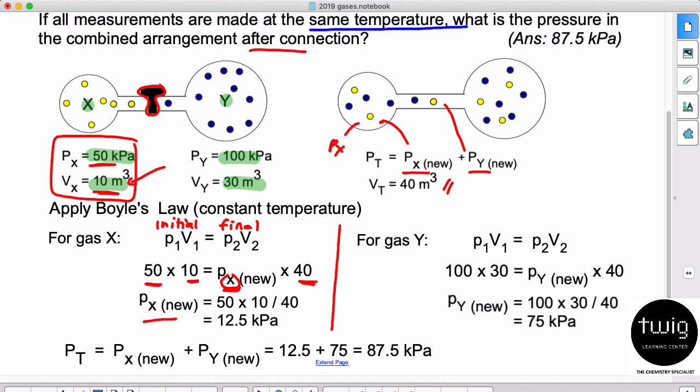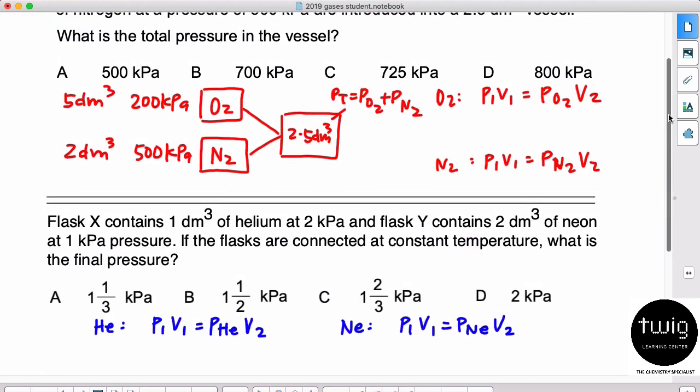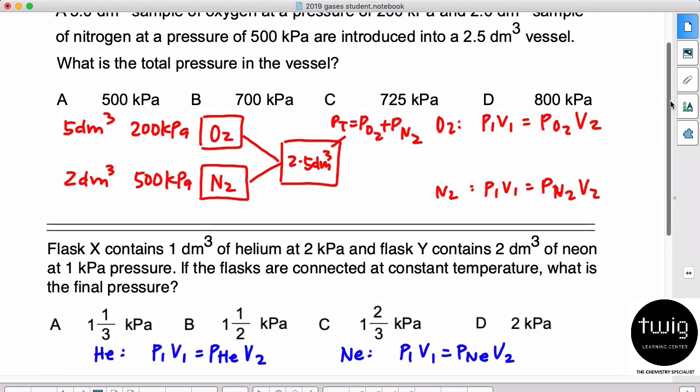So this part, the adding up, is actually applying Dalton's law. Okay, let's try the example. I hope you can do it, unless you can't do the first one, then I'll come in and help you. So oxygen, very quickly, this is the picture. Oxygen here, nitrogen here, all squeezed into a container that is a 2.5 dm cube.